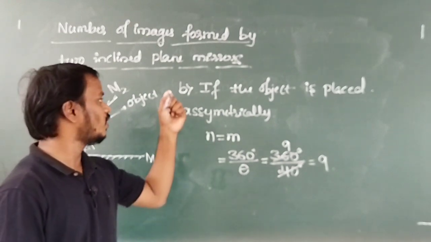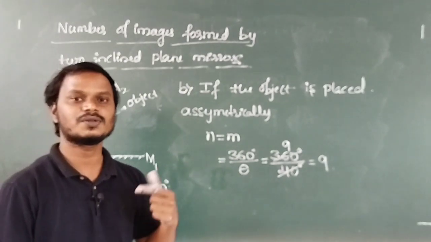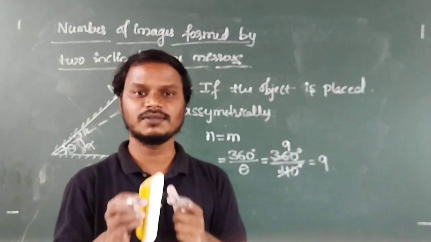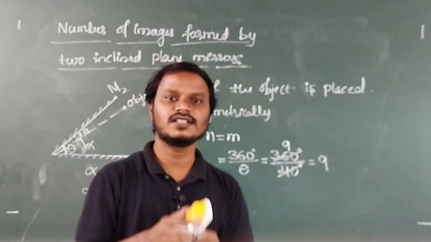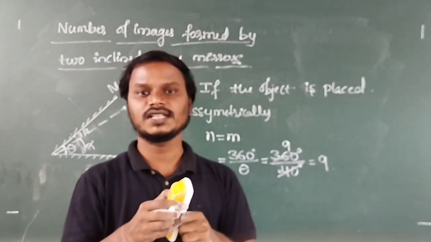So remember these two cases, case 1 and case 2. In case 1, if 360 by theta is even, then what is the formula used to find the number of images formed by two inclined plane mirrors? That is n is equal to m minus 1.